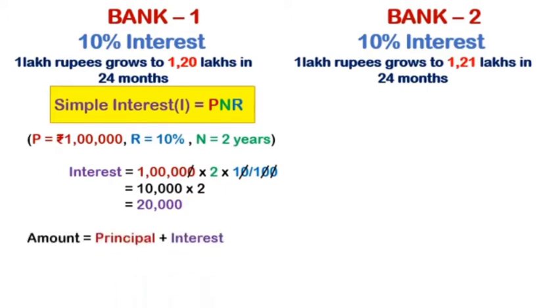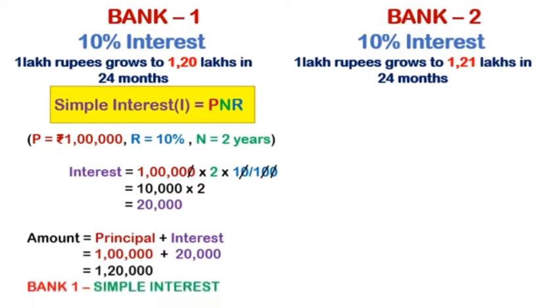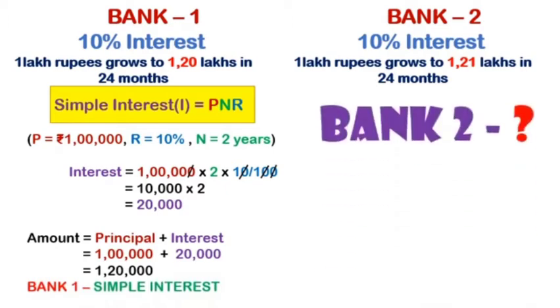So the amount got after 24 months. 24 months means 2 years, isn't it? Amount got after 2 years is principal amount plus interest, that is 1 lakh plus 20,000, that is 1,20,000. So bank 1 is simple interest. From these calculations, it is clear that bank 1 follows simple interest, isn't it?